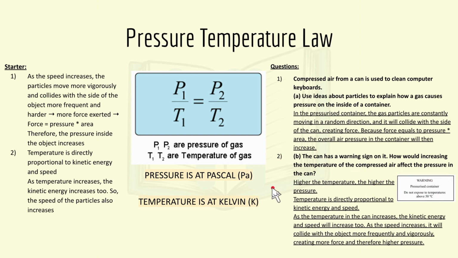How would increasing the temperature of the compressed air affect the pressure in the can? The higher the temperature, the higher the pressure. And temperature is directly proportional to the kinetic energy and speed. And as the temperature in the can increases, the kinetic energy and speed will increase too. And as the speed increases, the particles will collide with the object more frequently and vigorously to create more force, and therefore higher pressure.